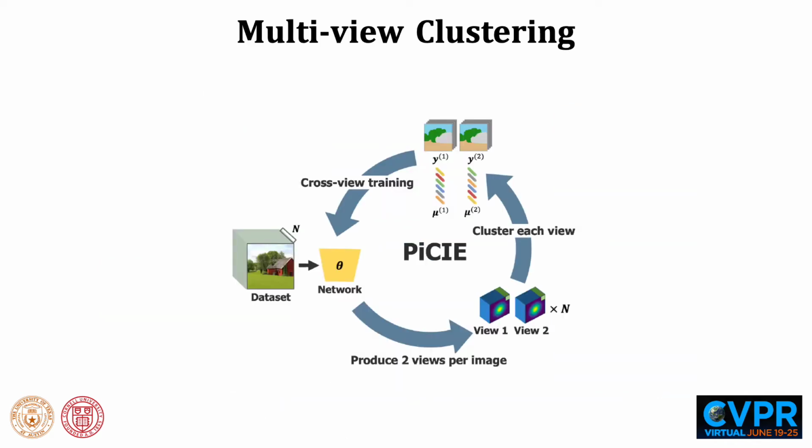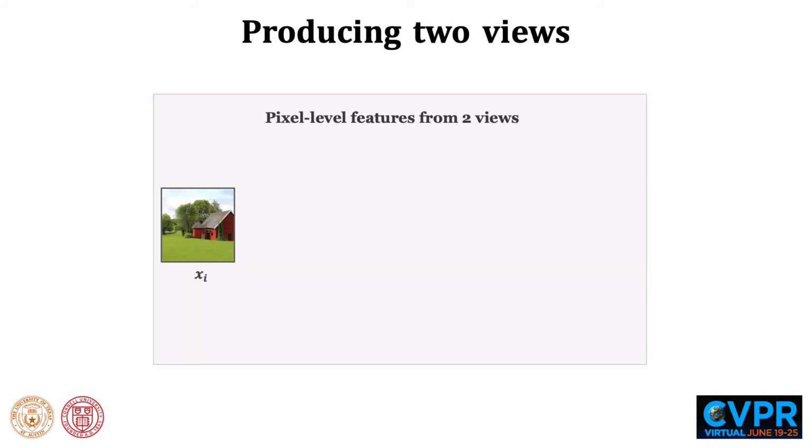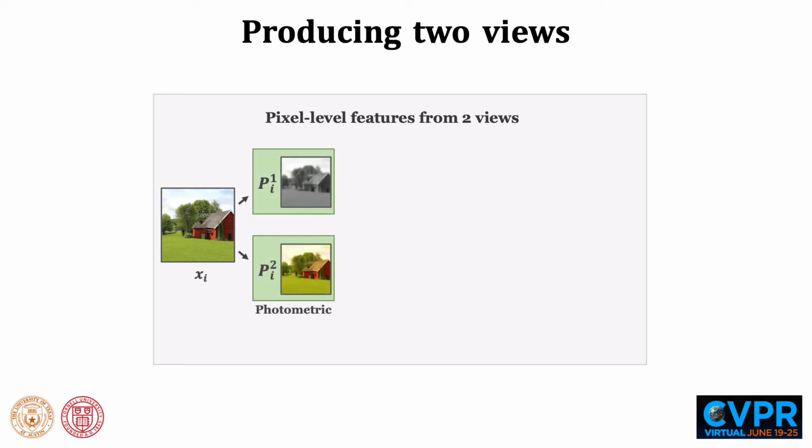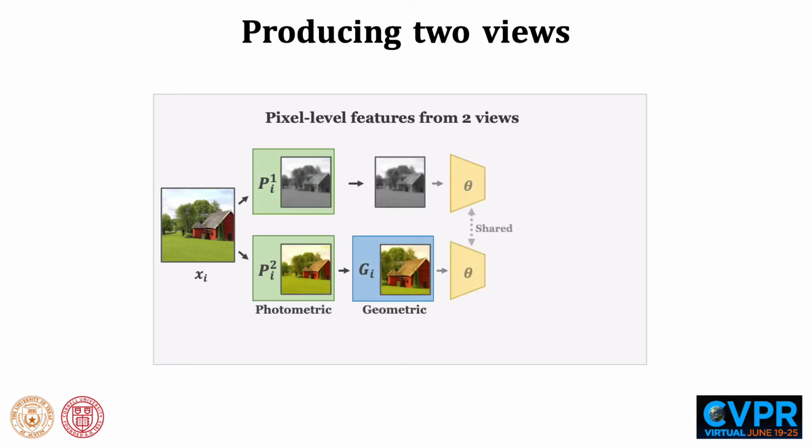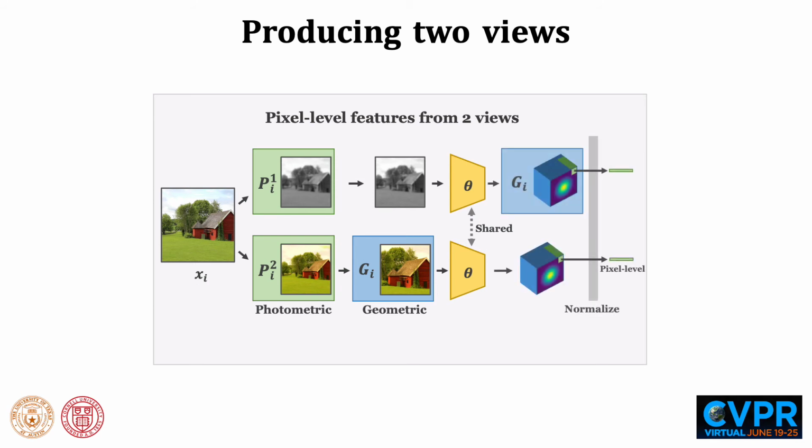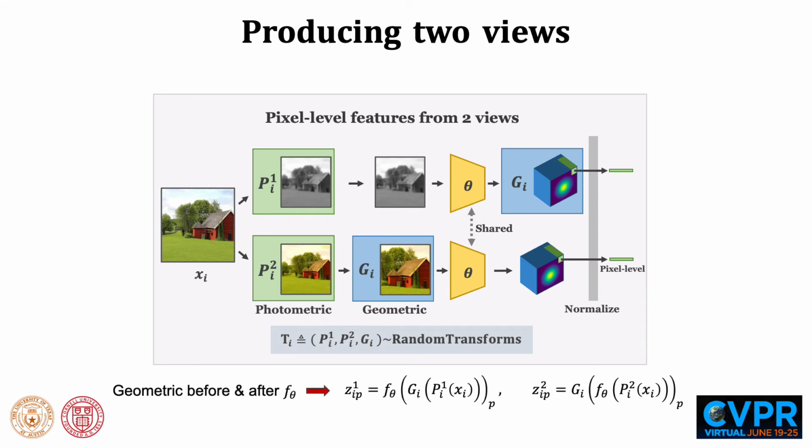We learn this invariance and equivariance via multi-view clustering, which comprises producing two views per image, clustering each view, and cross-view training. Let's look at the multi-view framework in more detail. First, an image is transformed into two different versions, fed into a shared network, and with L2 normalization, we obtain two sets of pixel-level features. For each view, two randomly sampled photometric transformations are applied, and one geometric transformation is applied on the image and on the final feature maps before and after feeding into the network.